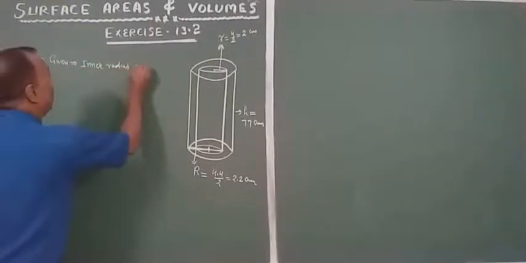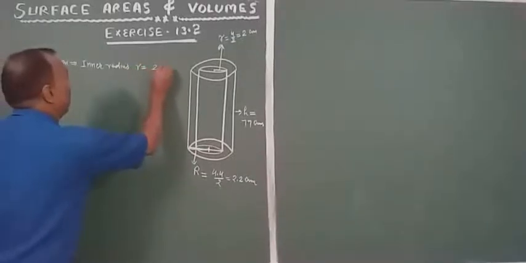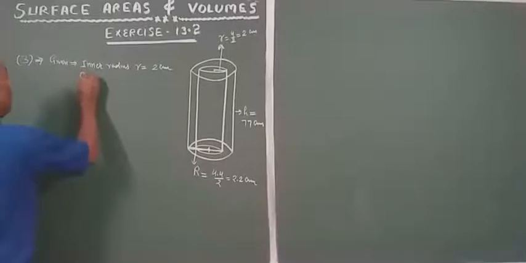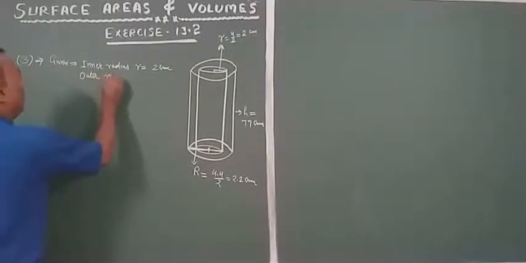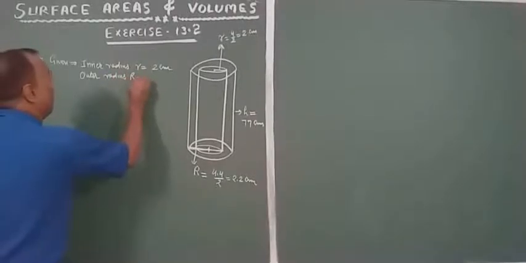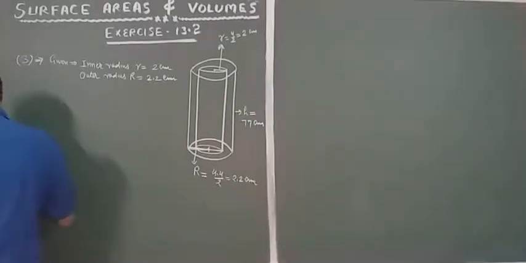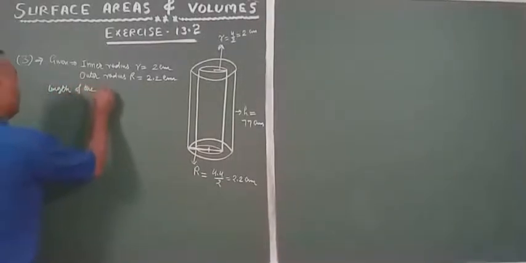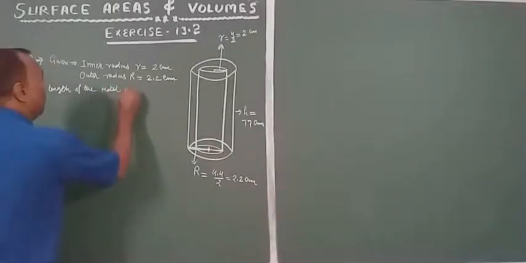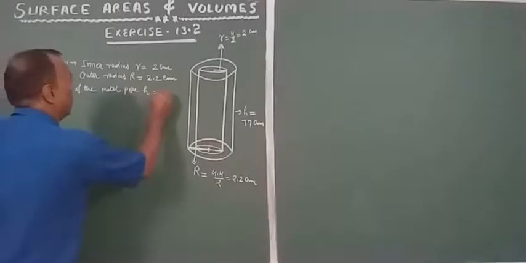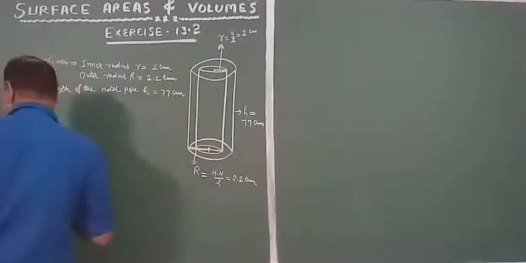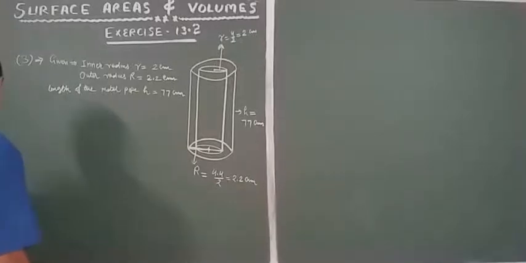Inner radius r is 2 centimeter, outer radius capital R is 2.2 centimeter, and the length of the metal pipe, that is h, is given as 77 centimeter. The question is this. The first part is to find its inner curved surface area.